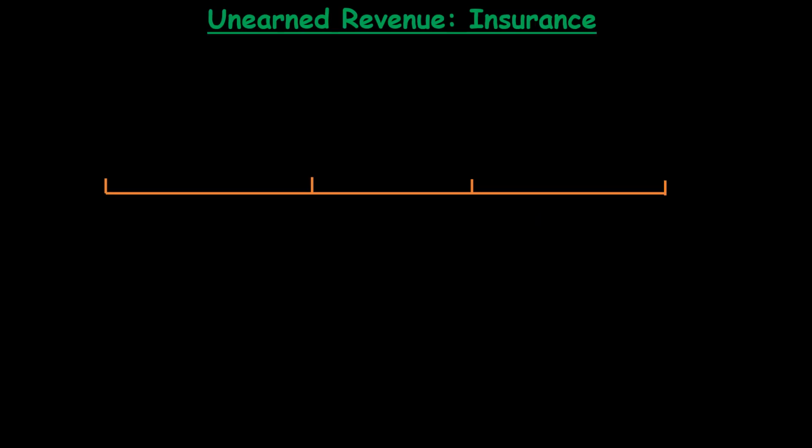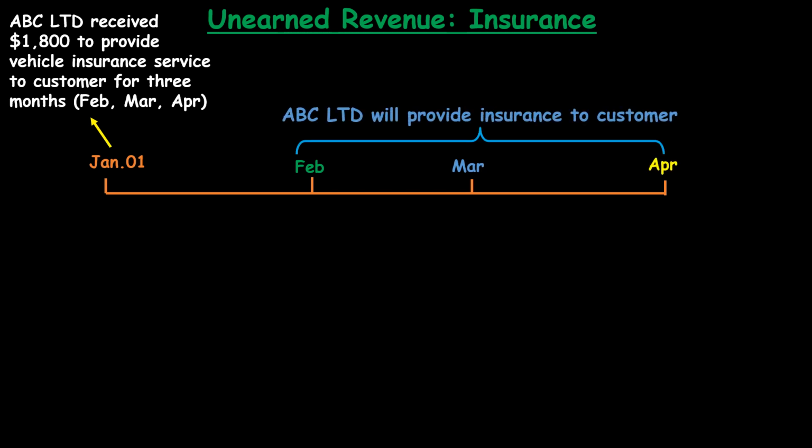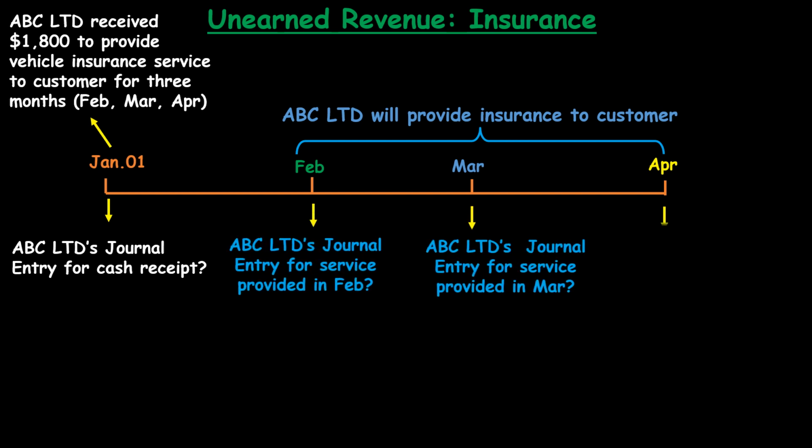So the first example is insurance. On January 1st, ABC Limited received $1,800 to provide vehicle insurance service to a customer for 3 months. So for the months of February, March, and April, ABC Limited has to provide insurance coverage to this customer. The question for us is: what will be ABC Limited's journal entry for the cash receipt? Similarly, what will be the entry in each of these months when ABC Limited provides insurance service to them? So let's look at the entries.